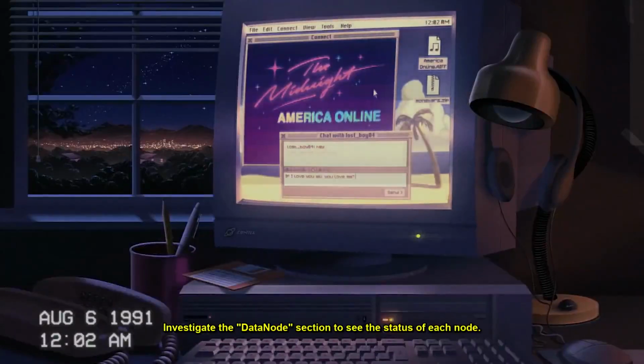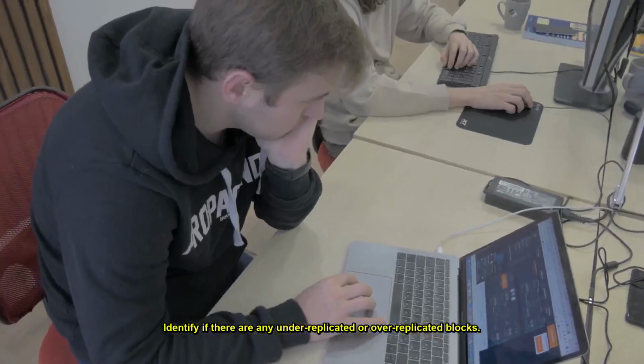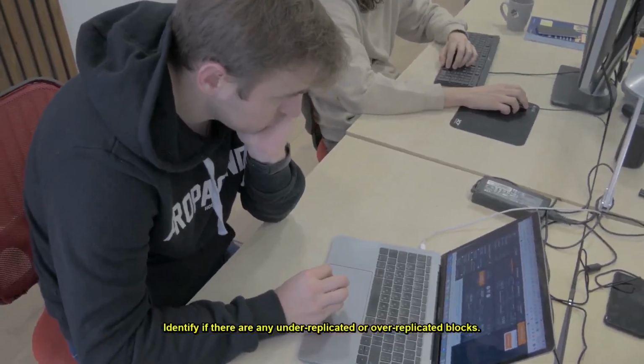Investigate the data node section to see the status of each node. Identify if there are any under-replicated or over-replicated blocks.